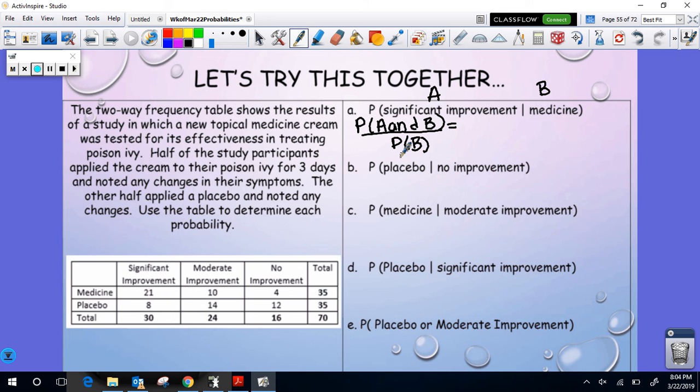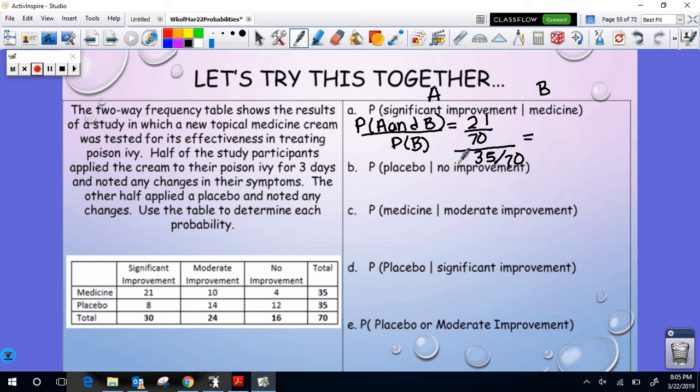So you go here, I need the probability of having significant improvement and being on medicine. That is 21 out of 70. So I'm going to say 21 divided by 70, divided by the probability of being on medicine. So what's the probability of being on medicine? We get 35 divided by 70.